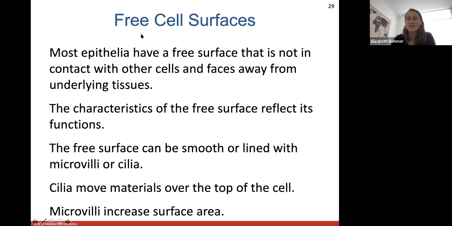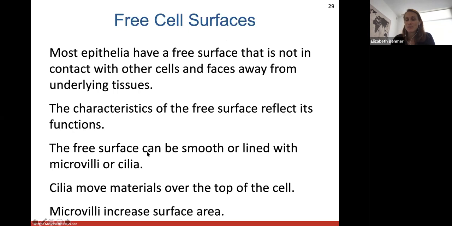Chapter 4 again was on tissues. So tissues take us through the remainder of chapter 4. We're going to finish up epithelial tissue and then get through connective, muscle, and nervous tissue. So in epithelial tissues, we talk about cells having a free surface that is not in contact with other cells and faces away from underlying tissues. And the characteristics of the free surface will always reflect its functions.